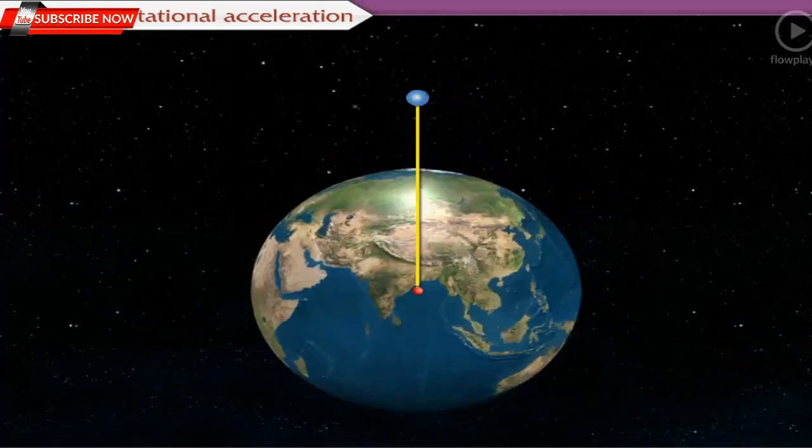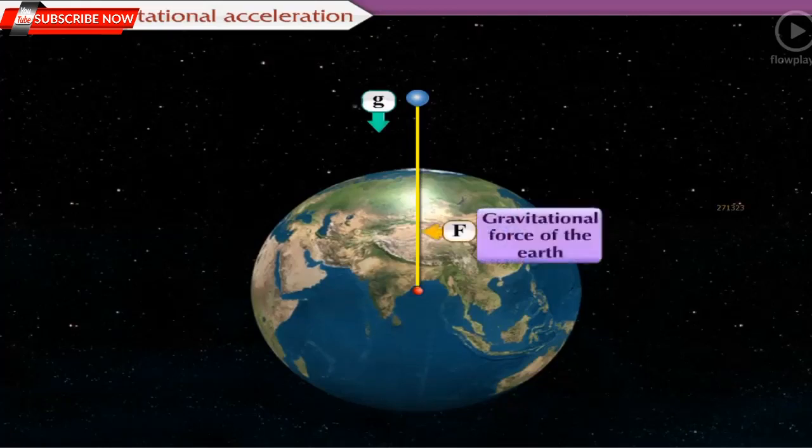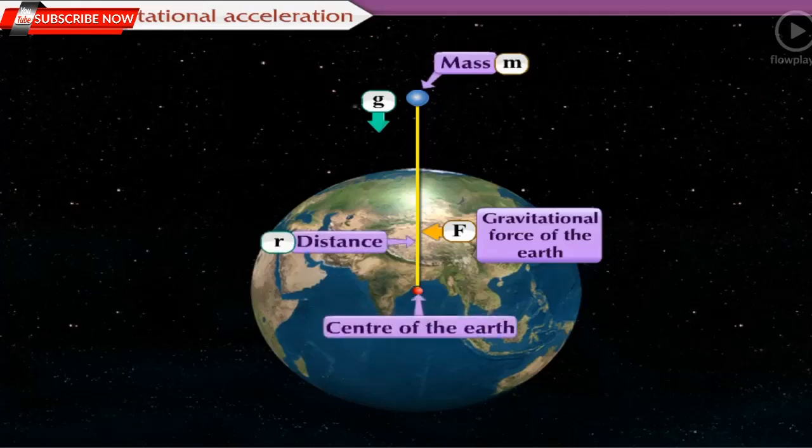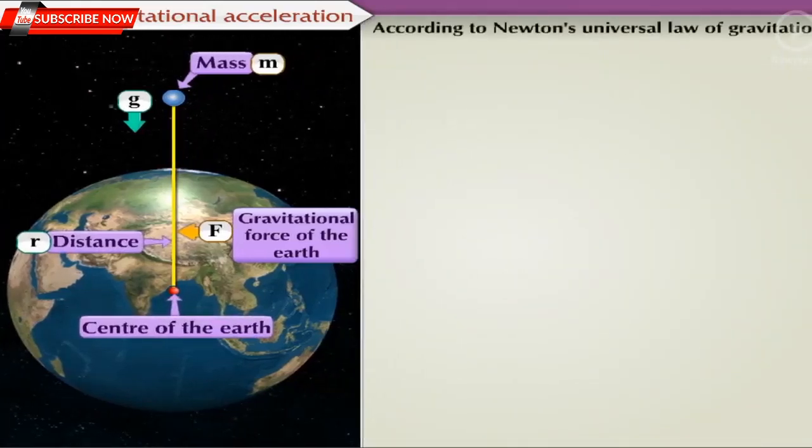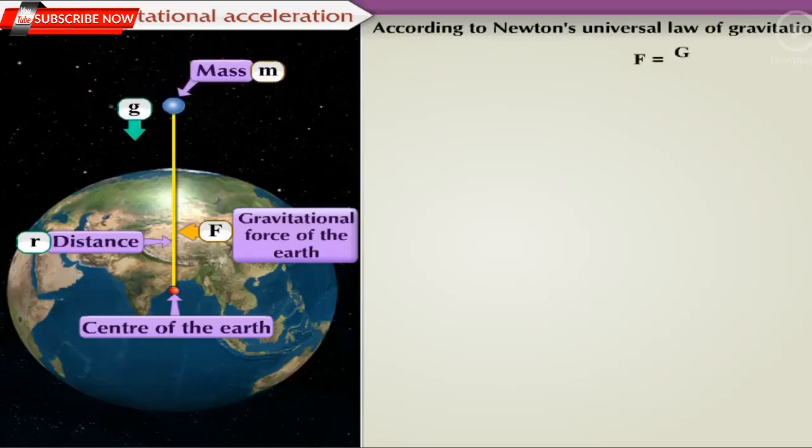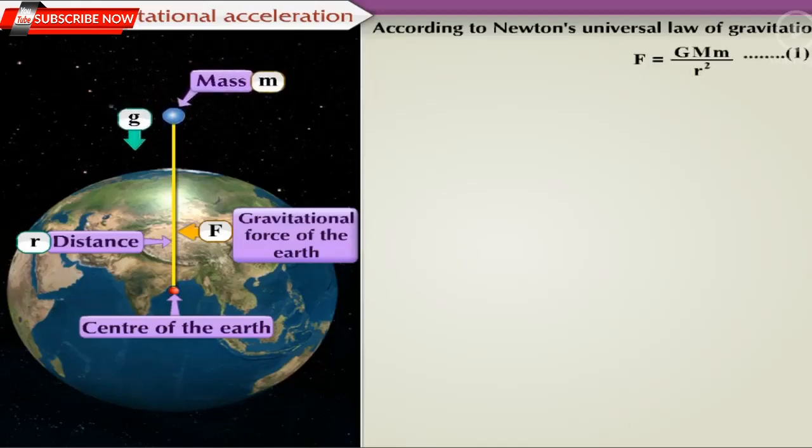Let us now calculate the value of g by using Newton's universal law of gravitation and Newton's second law of motion for an object of mass m, situated at a distance r from the center of the Earth. According to Newton's universal law of gravitation, the gravitational force acting on the object, F, is equal to universal gravitational constant capital G into mass of the Earth, capital M, into mass of the object, small m, upon distance small r square. This is equation 1.